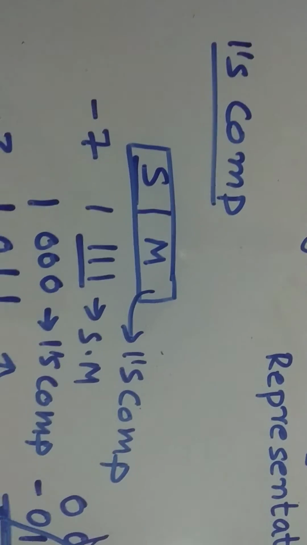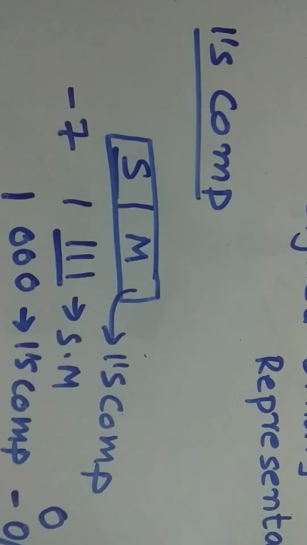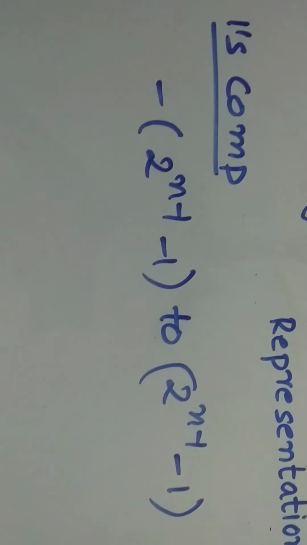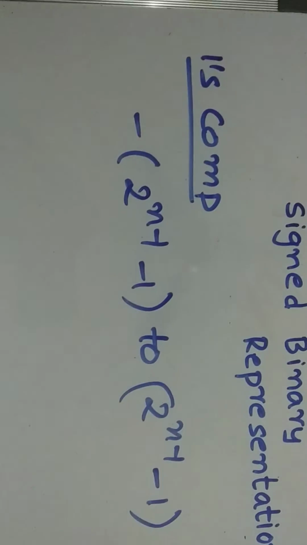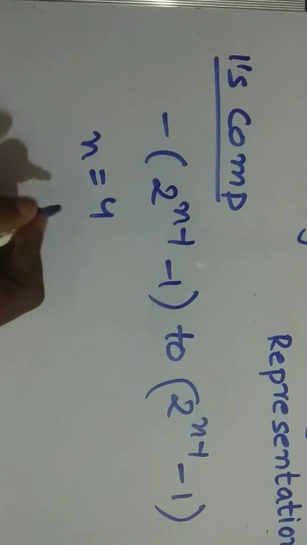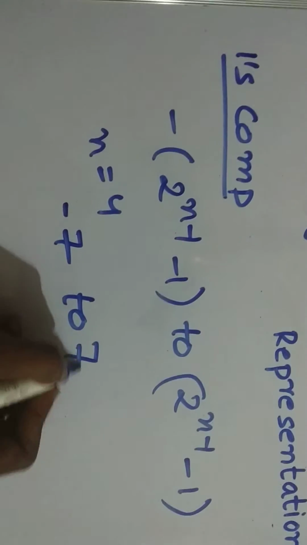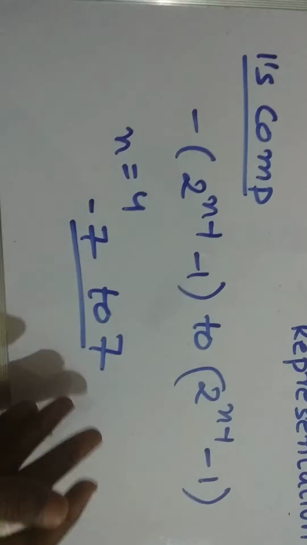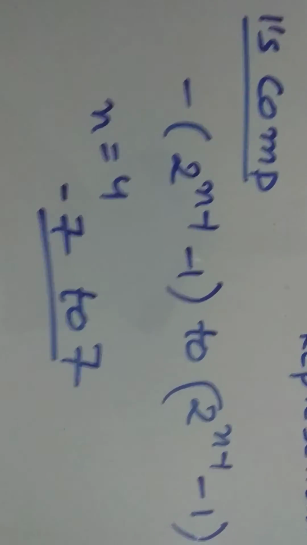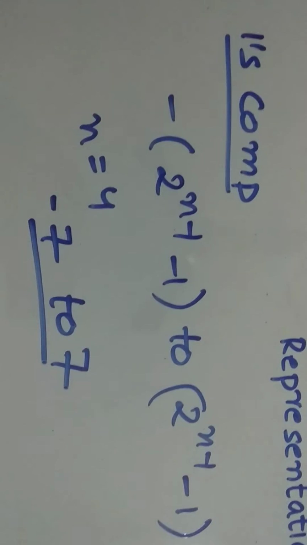So we need to know the range of 1's complement. As you can see, the range will be similar to sign magnitude form. So this is the range of 1's complement representations in sign. So let n equal 4. So what will we get? The values are minus 7 to 7. So we can represent minus 7 to 7, but the problem is that we are having a negative 0. So to solve this negative 0 problem, we have come up with the 2's complement.